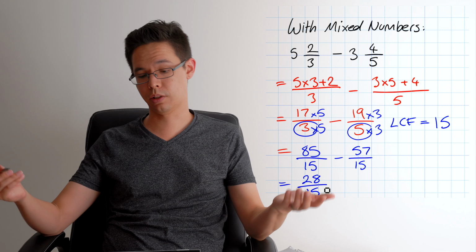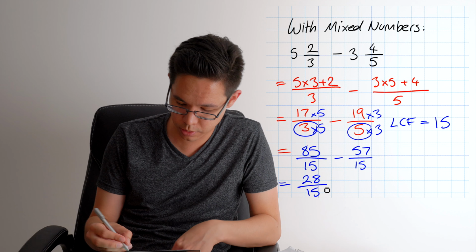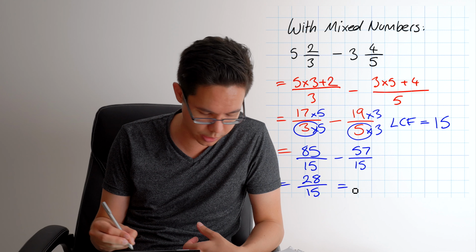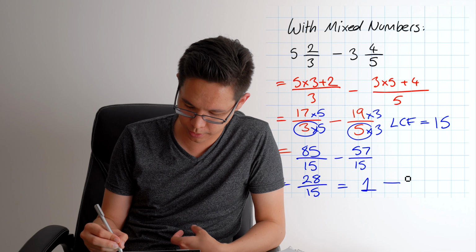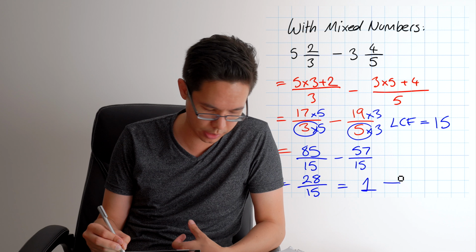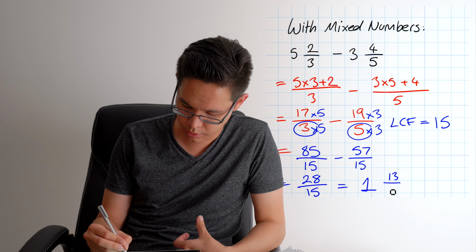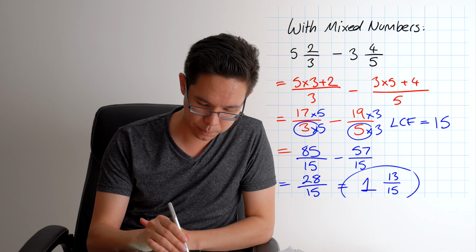And from there, I can convert it into a mixed number if I wanted to, so that I can fit roughly one whole in there, and I'm going to have some remainder. So 28 minus 15, I'll get an answer of 13 over 15. So if I wanted to express my answer as a mixed number, that's the way I would do it.